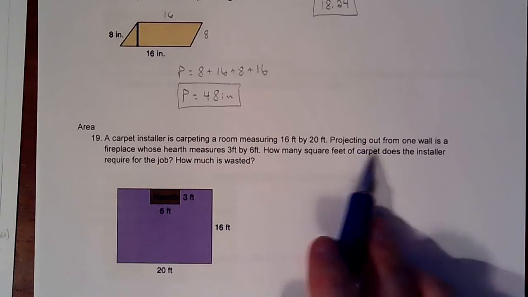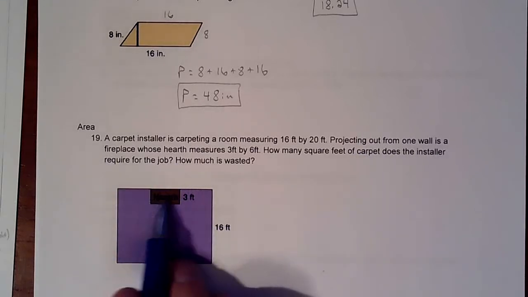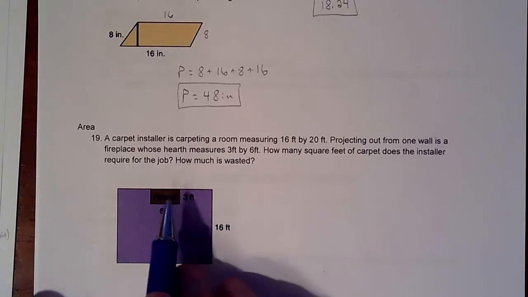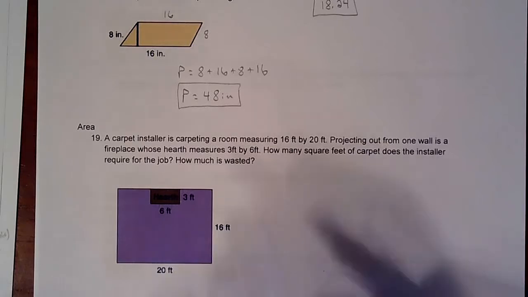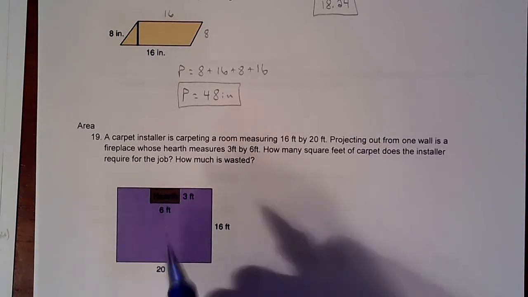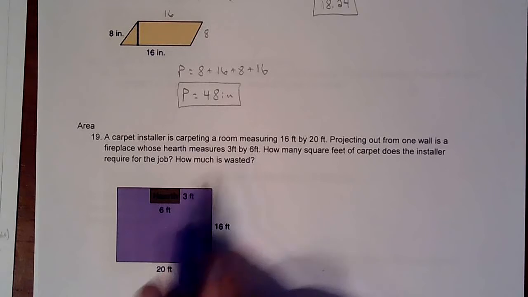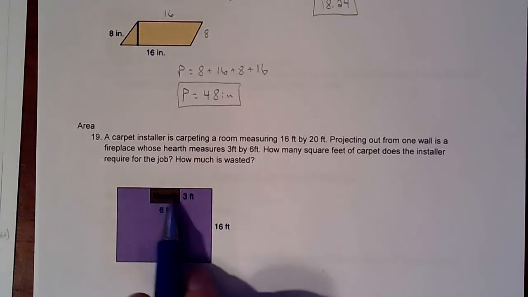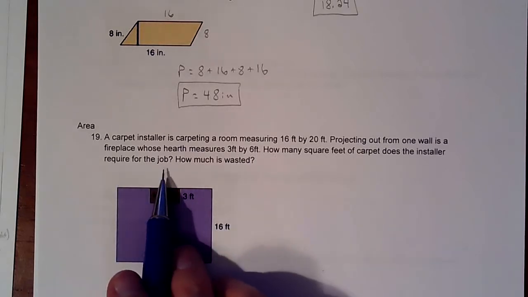Projecting out from one of the walls is the fireplace whose hearth, so that's kind of like that big old rock section in front of it to, I guess back in the day, keep sparks from landing onto your carpet. It would land on the hearth if you didn't have anything to stop the fire. You didn't have a mesh or anything like that. Whose hearth measures 3 feet by 6 feet. Okay, so we're not going to carpet that. So we'd like to know how many square feet of carpet the installer requires for the job.